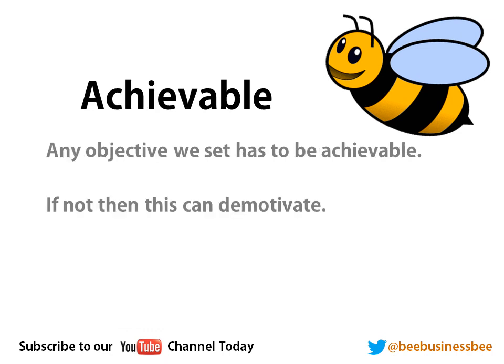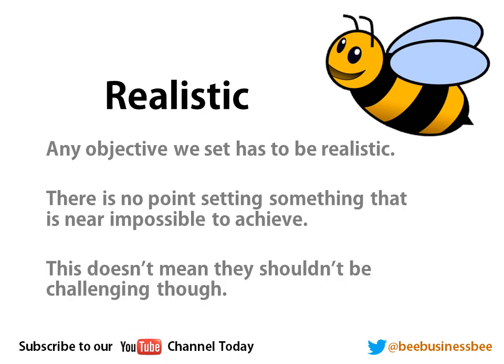The A stands for achievable. Any objective we set has to be achievable. What's the point in setting objectives that we can't achieve? All that's going to do is demotivate our workforce and our staff. We need to be realistic. So any objectives we set have to be realistic. There's no point again setting objectives which are near impossible to achieve. Again, all this will do is demotivate our staff. But at the same time, we don't want to set ourselves objectives that are so easy to achieve that it's pointless. We need a challenge, but it doesn't need to be something that's really, really unrealistic to achieve.